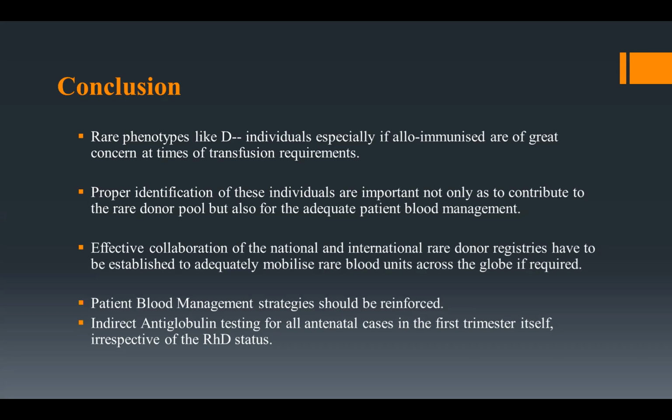And there should be proper identification of all these individuals, not just to contribute to the rare donor pool, but as I've mentioned, for the purpose of patient blood management strategies also. And there should be an effective collaboration of national and international rare donor registries, to adequately mobilize rare blood units across the globe at the time of requirements. Then we need to reinforce more patient blood management strategies like autologous pre-deposit or intra-op cell salvage modalities, or blood salvage procedures. Preoperatively we can give stimulated erythropoiesis with erythropoietin, or we can reduce the blood loss by giving tranexamic acid. All those modalities can be planned for these rare situations.